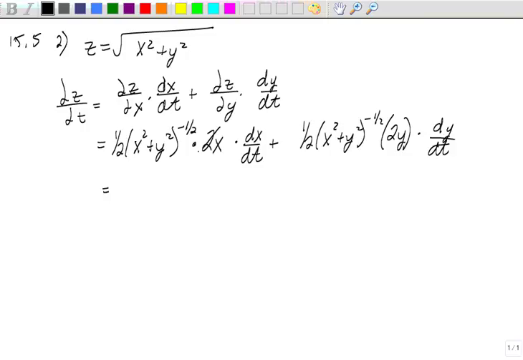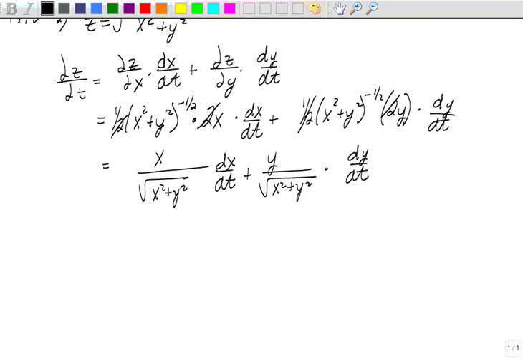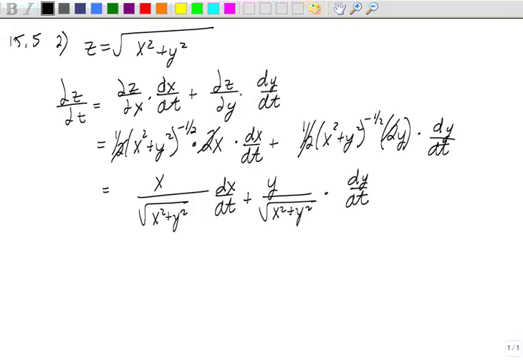And so we have x over the square root of x squared plus y squared times dx/dt plus y over the square root of x squared plus y squared times dy/dt. Okay, and we're done. We just use the chain rule for that. Oh, I forgot. Okay, no, we're not done.